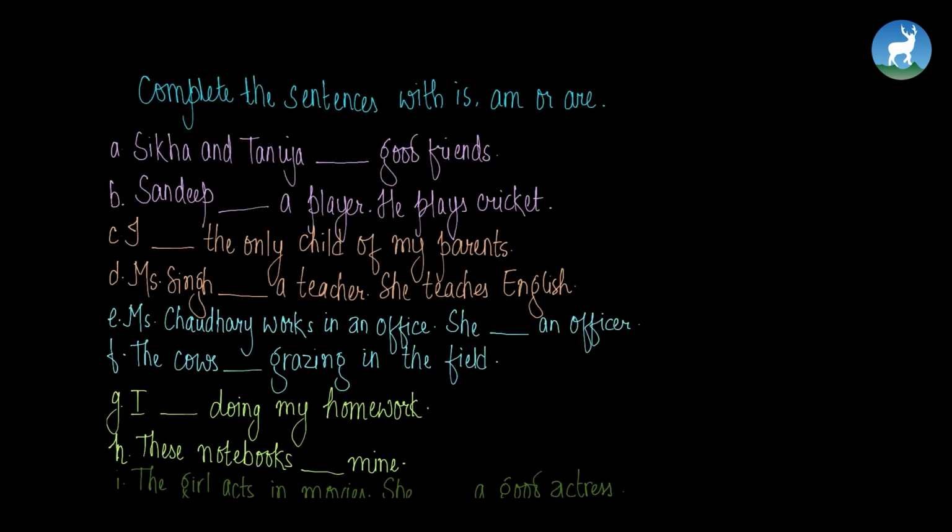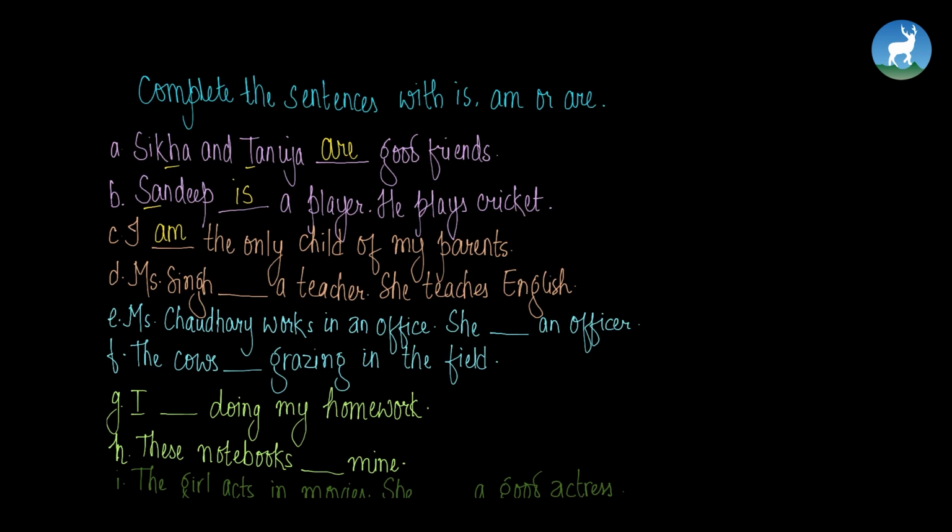Okay, complete the sentences with is, am or are. Shikha and Tanuja dash good friends. Are good friends, because we have two subjects, plural subjects, right? Sandeep dash a player. He plays cricket. Is Sandeep singular or plural? Singular. So for singular subjects we use is. I dash the only child of my parents. For I we always use am.